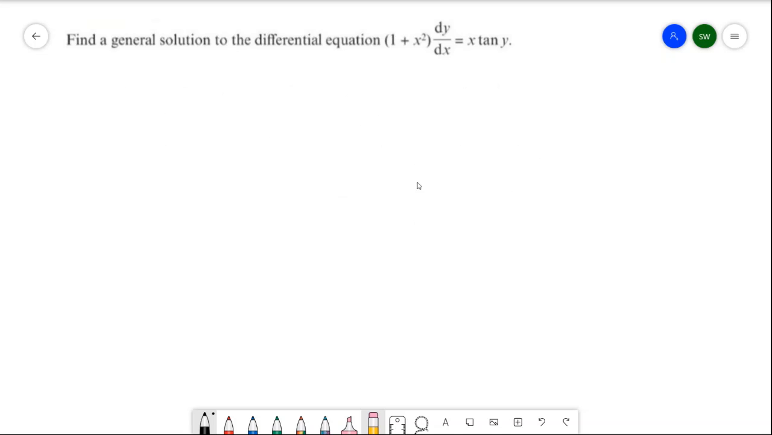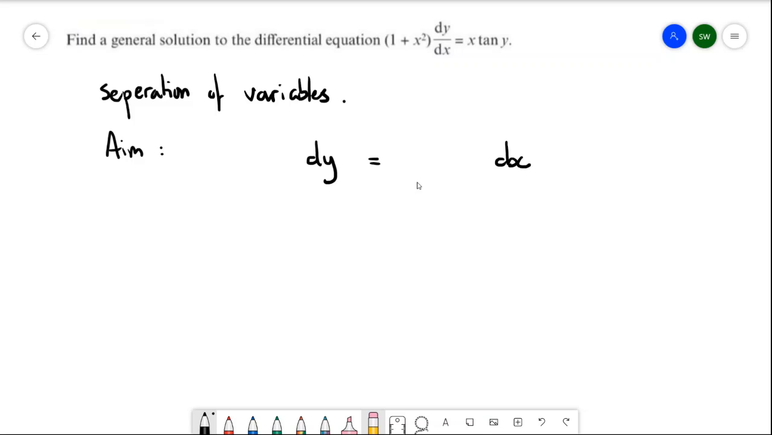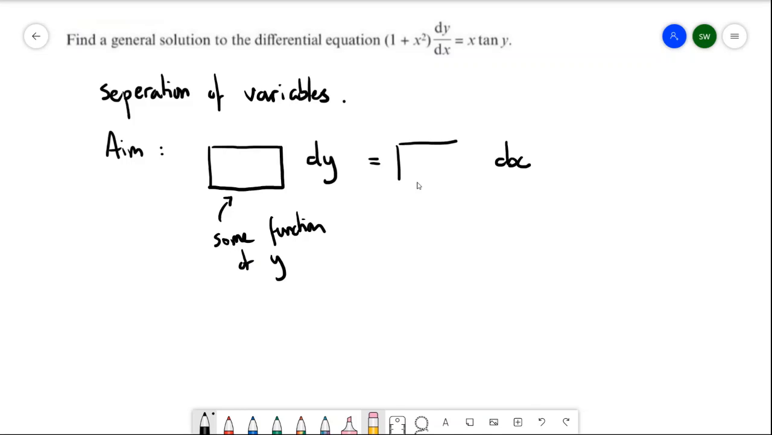The method that we're always going to use is called the separation of variables method. What we're aiming for with this method is all the y's on one side and all the x's on the other side. So we're going to have some function of y dy on the left hand side, and on the other side some function of x dx. The reason we're aiming for that is because then we can integrate both sides.